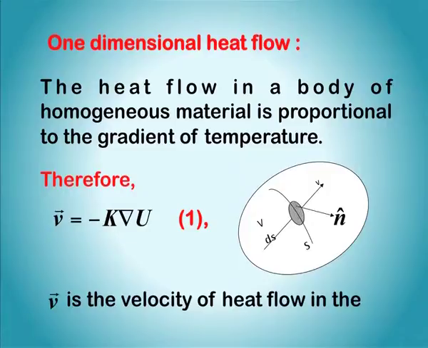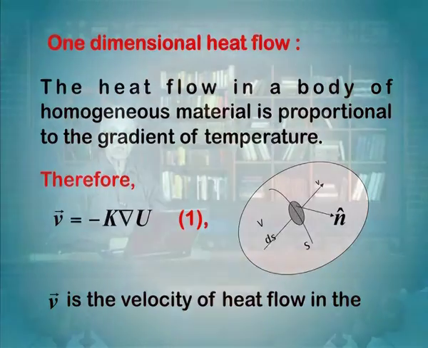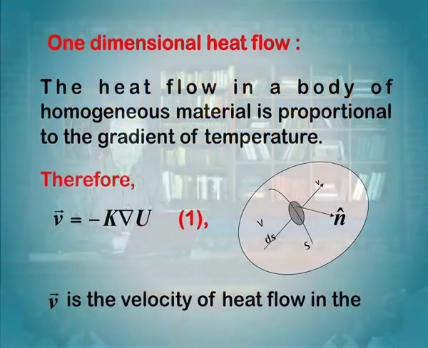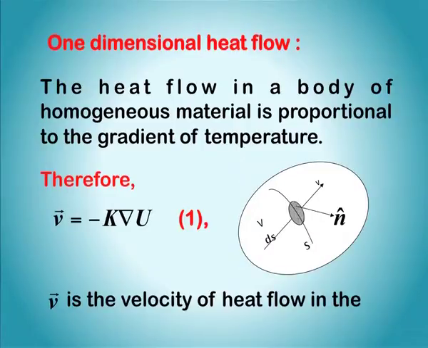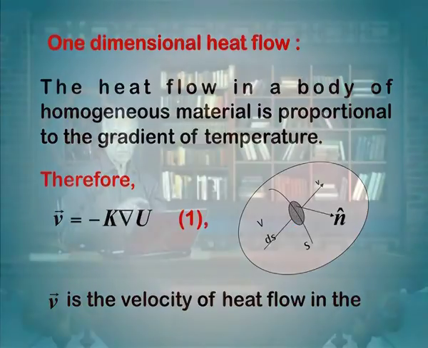The heat flow in a body of homogeneous material is proportional to the gradient of the temperature. That is the basic concept of the heat flow, and therefore this whole concept is written in an equation form: small v, this is vector notation, equals minus capital K del capital U. This usually we use in vector calculus notations, where small v is the velocity of heat flow. This bar on the top of every quantity will denote the vector.